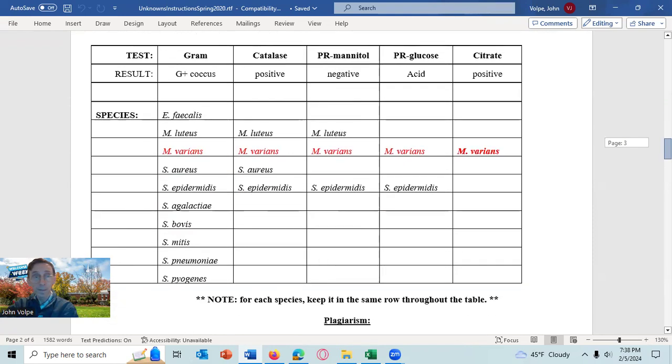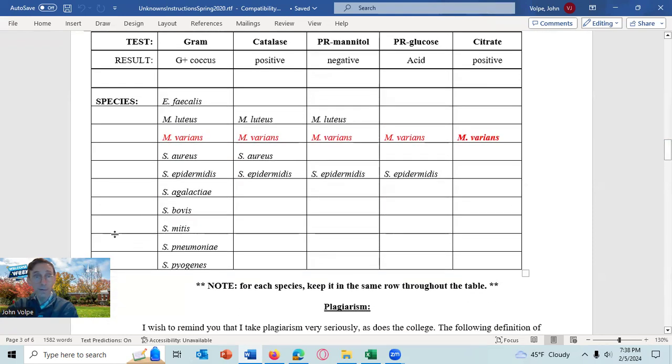So here, the student had all the species and narrowed it down to the gram-positive species in the first test, which are these, and you may have different species, you have to look. Then they did the catalase test, narrowed it down to these 4 species, which was catalase positive. Then they did the PR mannitol, narrowed it down to these 3 species. Then did the PR glucose test. It was an acid, narrowed it down to these 2 species. And then did the citrate test, which was positive, narrowing it down to this 1 species.